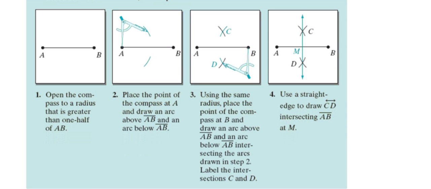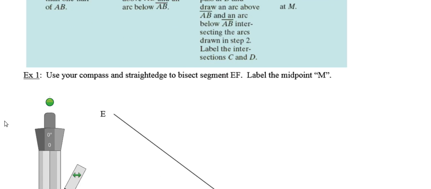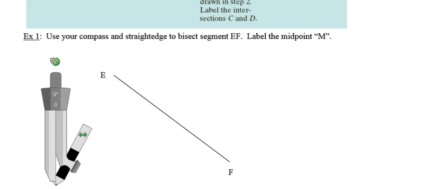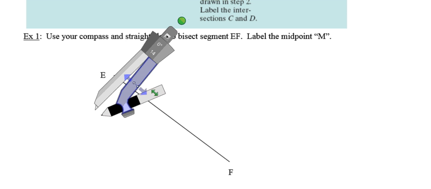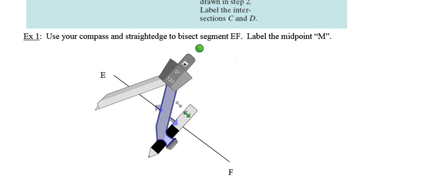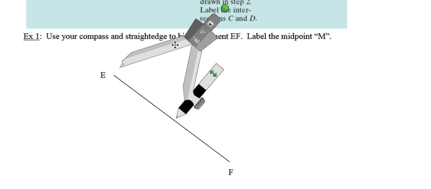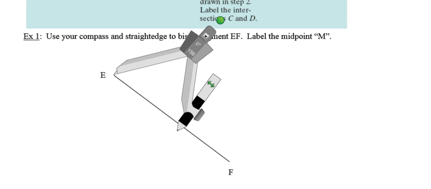So basically, we're going to start with step 1, which says open the compass to a radius setting that's greater than 1/2 the length of the line segment that we're trying to bisect. So we're going to bisect EF. I'm going to do exactly what it said in step 1 above. We're going to go to a radius setting that's slightly larger than 1/2 the length of our line segment. And then using point E as a center, we're going to draw an arc above the line segment and an arc beneath the line segment.